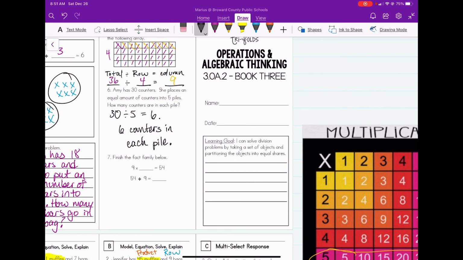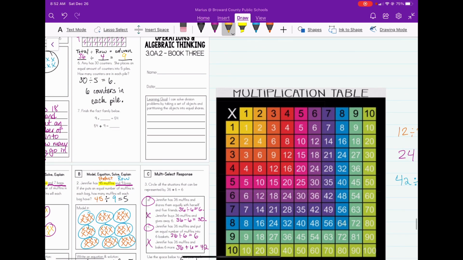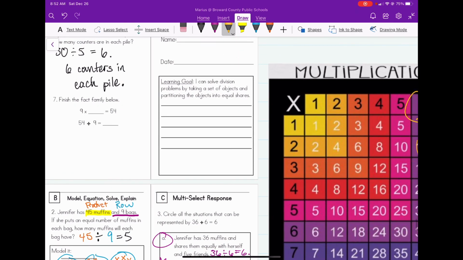And finally, number 7. Finish the fact family below. 9 times what equals 54? Well, let's go see. Let's erase these lines we have here. We go to our 9s times table until we see 54, which is right here. And 9 times what equals 54? Let's see. 9 times 6. So coming back over here, 9 times 6 equals 54. So that means that 54 divided by 9 is equal to 6.